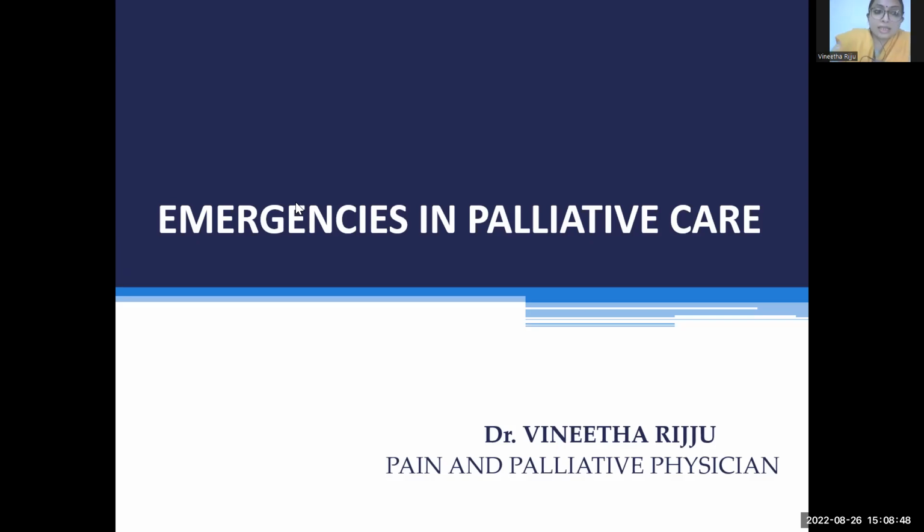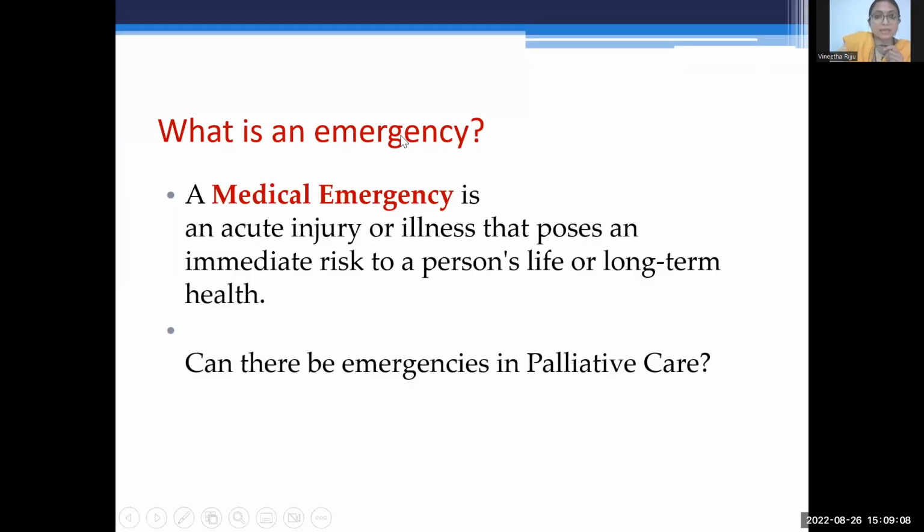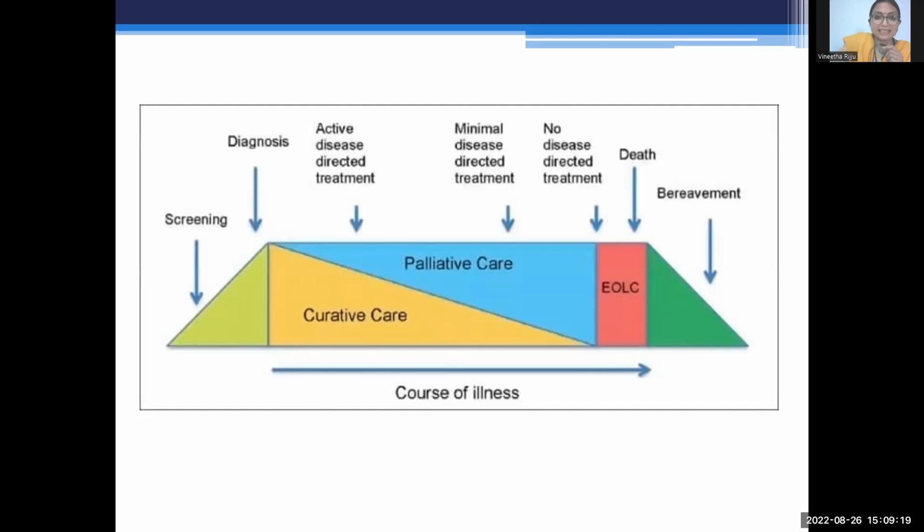And that's exactly what all of you have listed here. And what we need to understand is which ones do we have to manage as an emergency, and how much of an emergency do we have to go about it with? Okay, so emergency, as you know, is an acute injury or illness that poses an immediate risk to a person's life or long-term health. And yes, you all agreed there can be emergencies in palliative care.